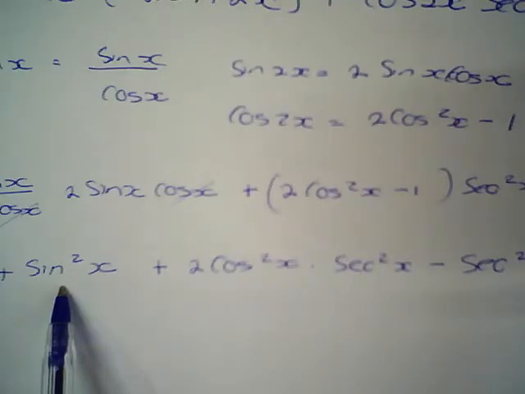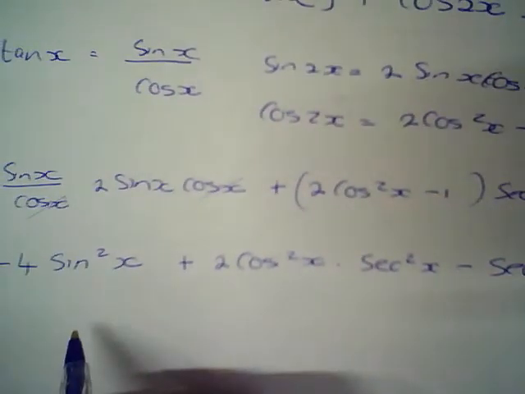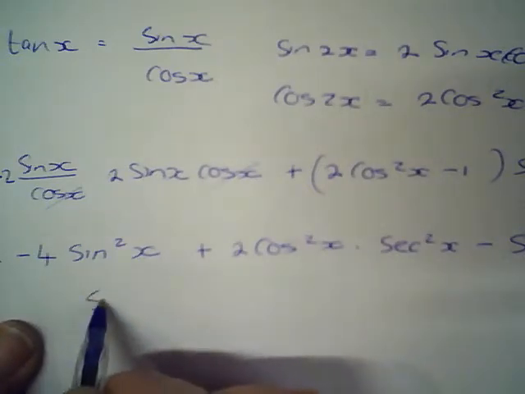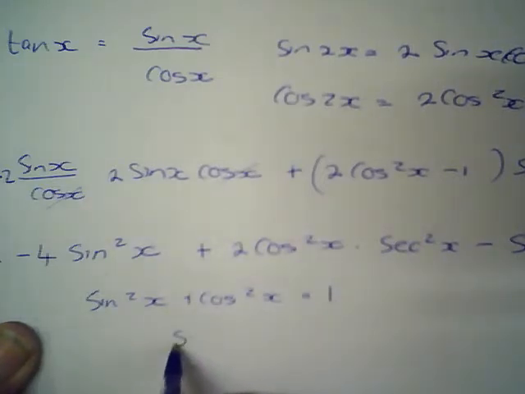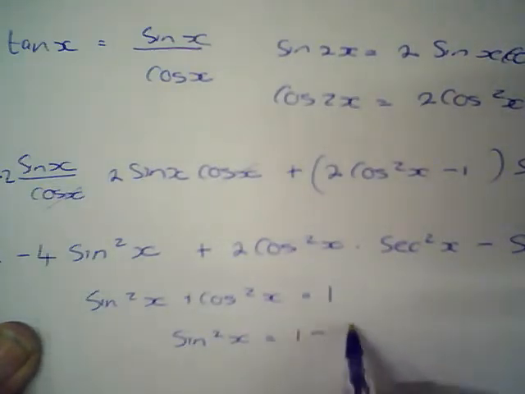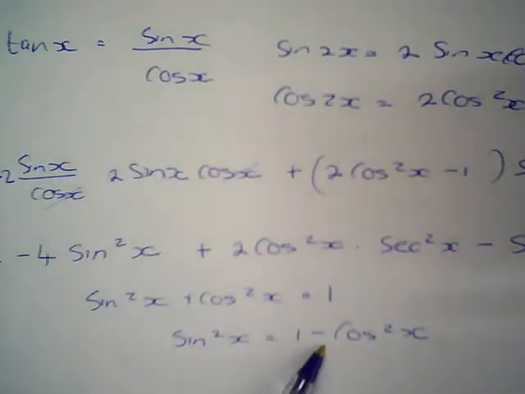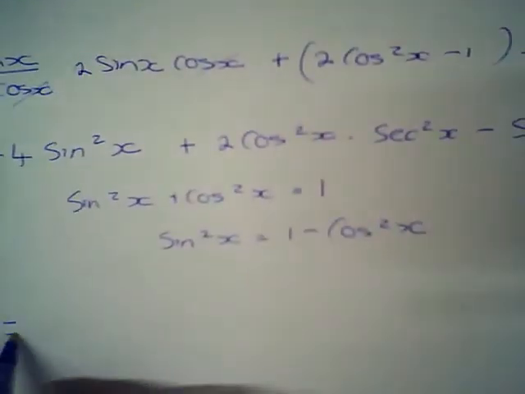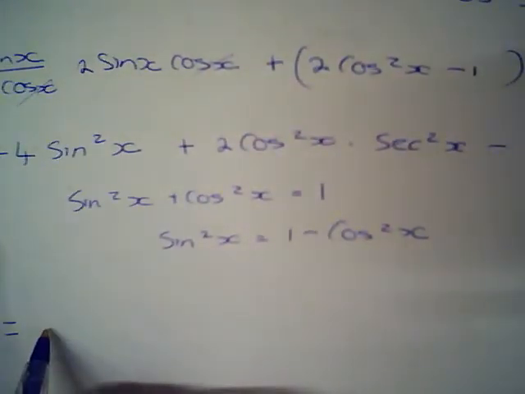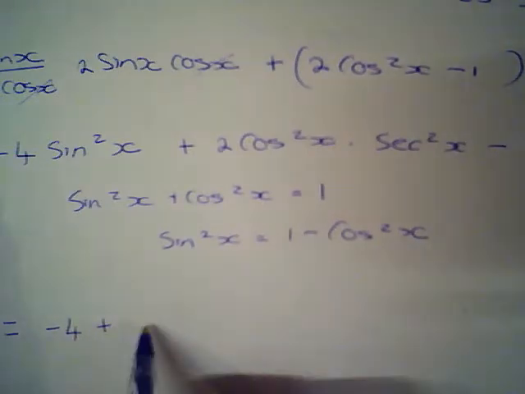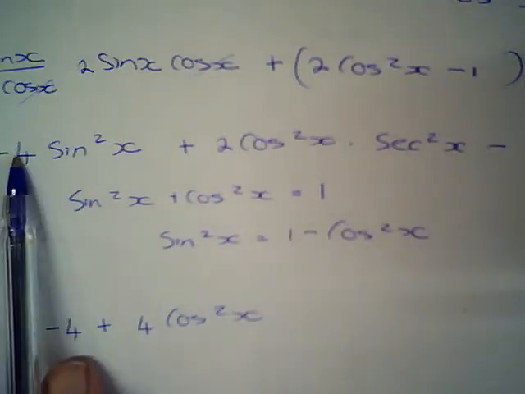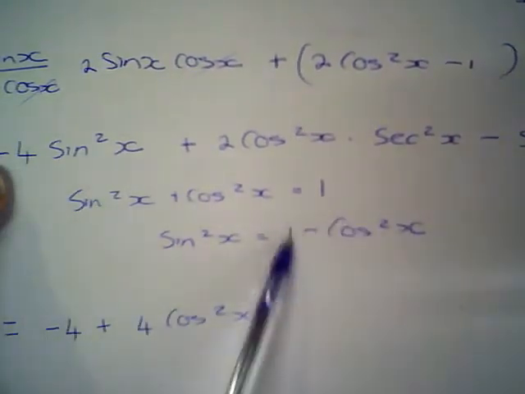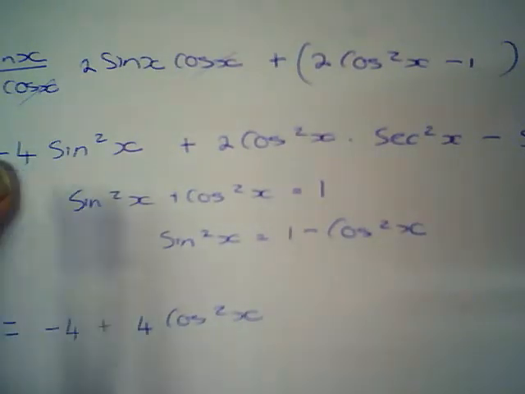We don't want sine in our answer, so we know that we have the Pythagorean identity that says sine squared x plus cosine squared x equals 1. So sine squared x equals 1 minus cosine squared x. Substitute that in there. So we will have negative 4, positive 4 cosine squared x. I just multiplied this with the negative 4 to substitute.